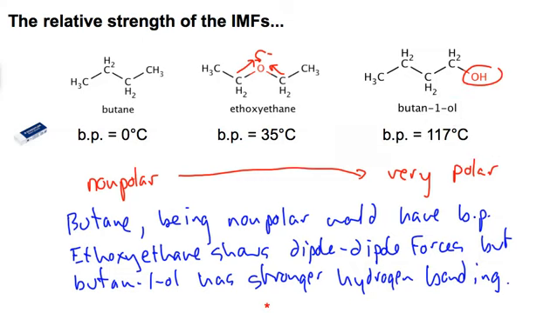Okay, so methane, boiling point of around 0, butane, boiling point of around 0, ethoxyethane 35 degrees Celsius, and butane-1-ol much higher, 117. So it really gives you an idea how much stronger those hydrogen bonds are as forces of attraction.